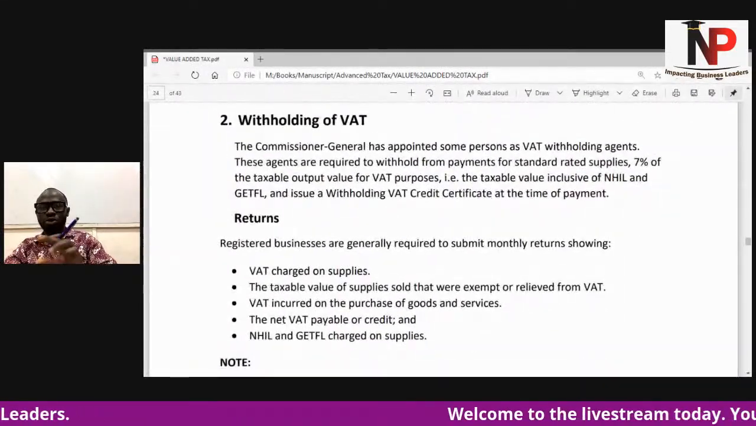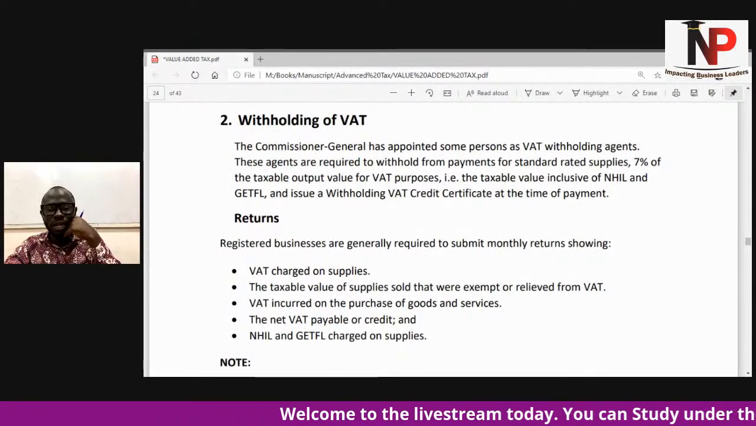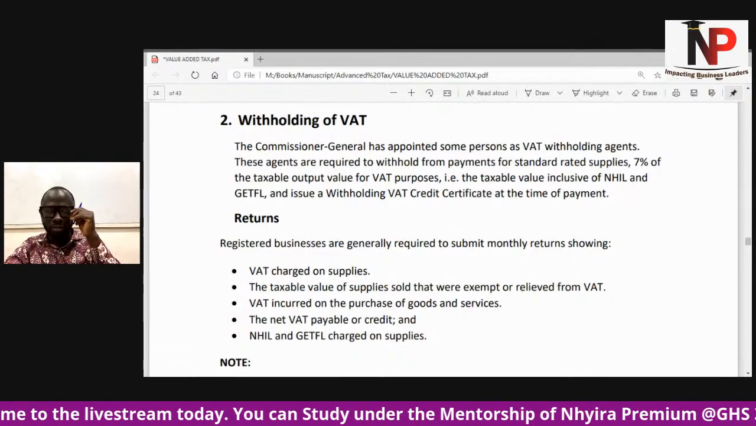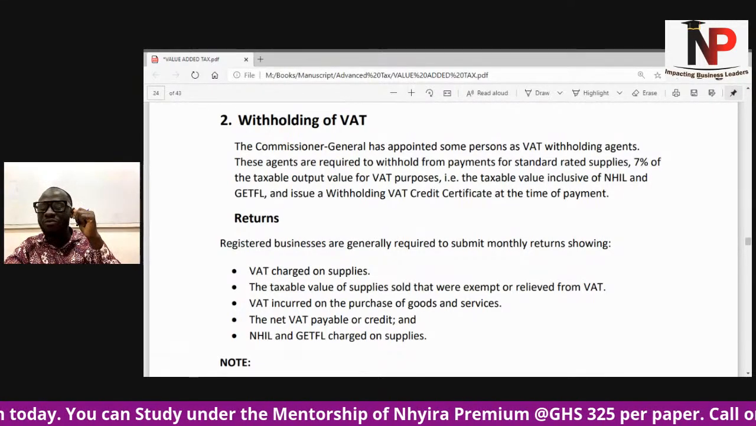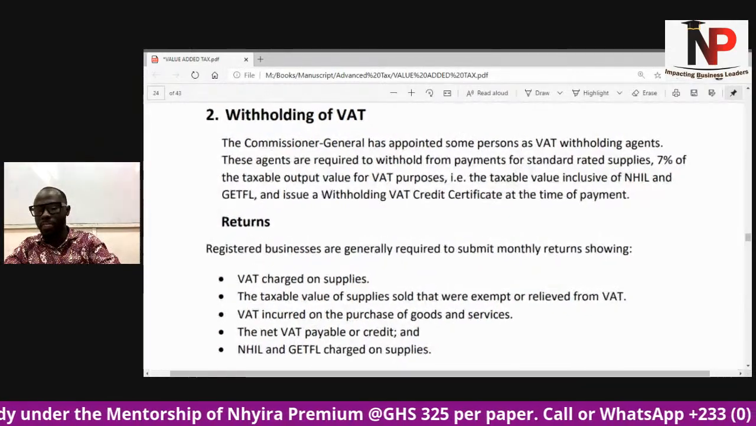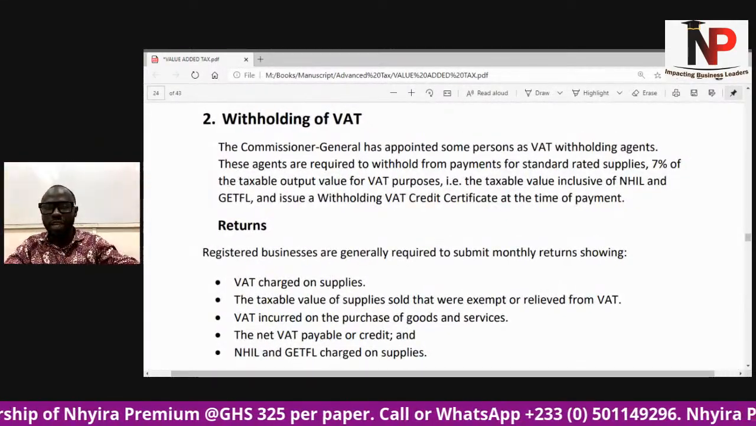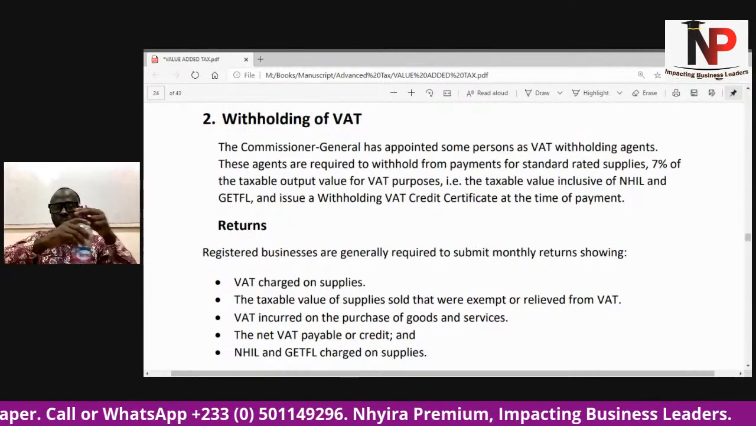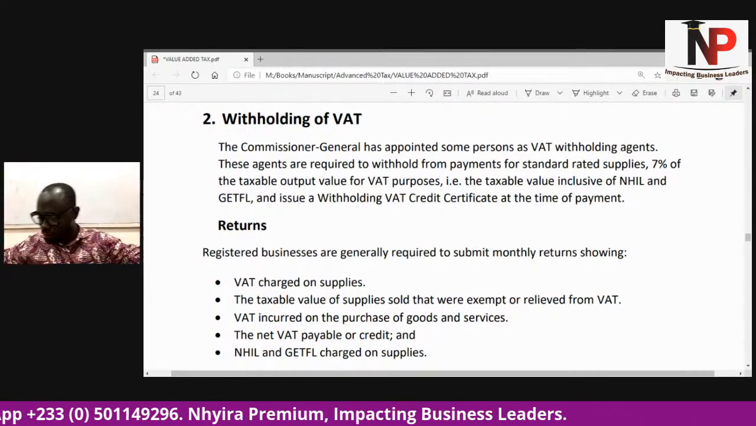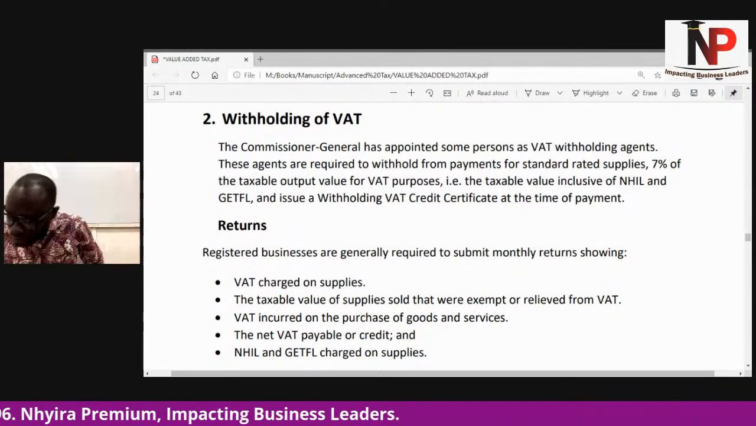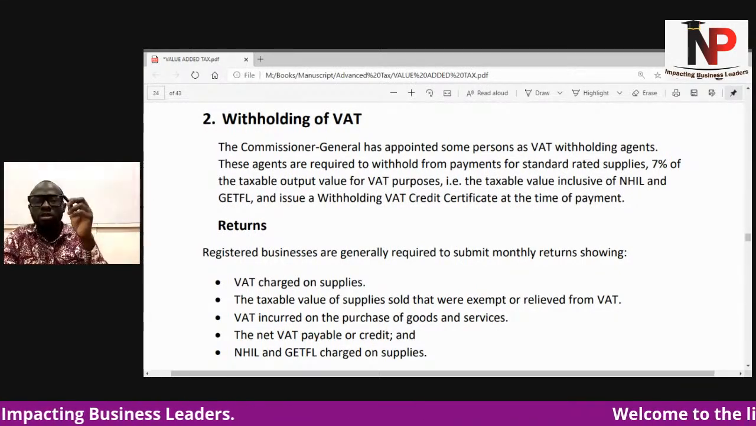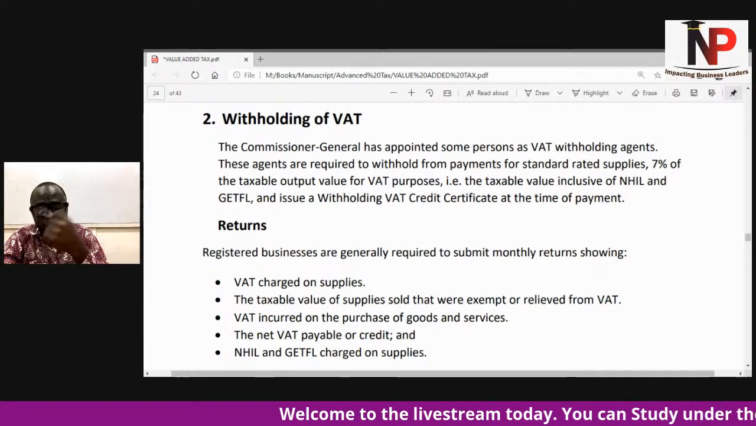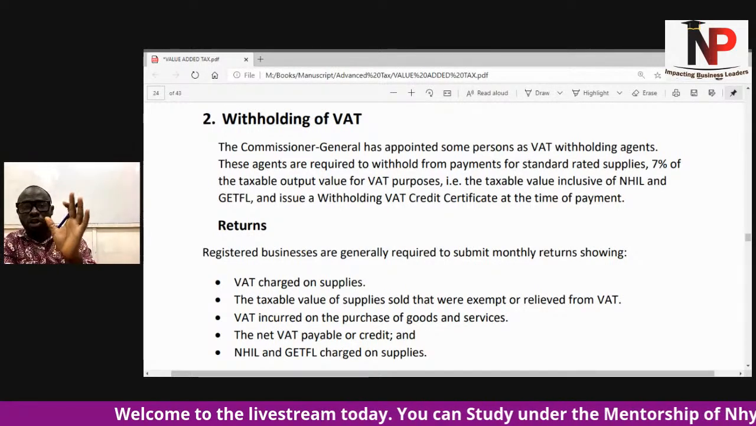Now to the crème de la crème, one of the key areas. This is a technical aspect, and make sure you get me here: withholding of VAT. And right after this, we're going to be solving a question in that. So when we say withholding of VAT, remember I told you about this yesterday, but we want to look at it.